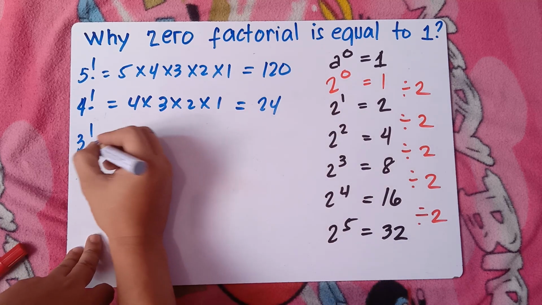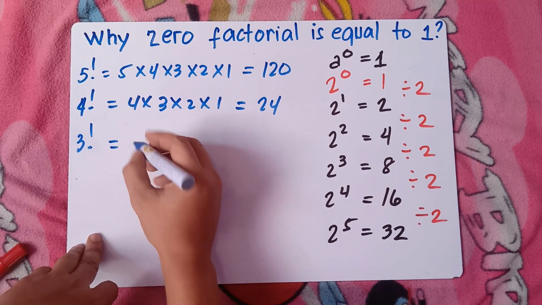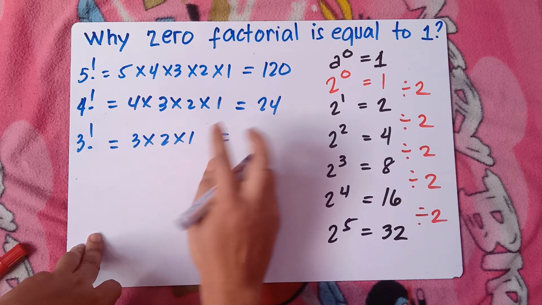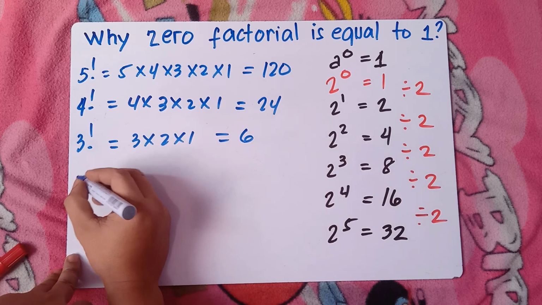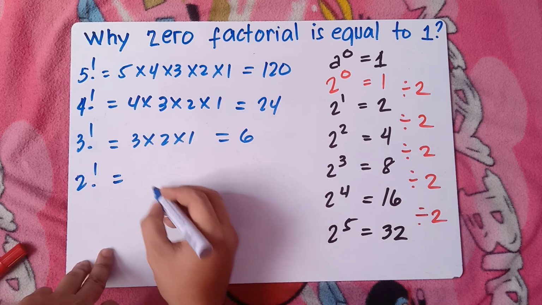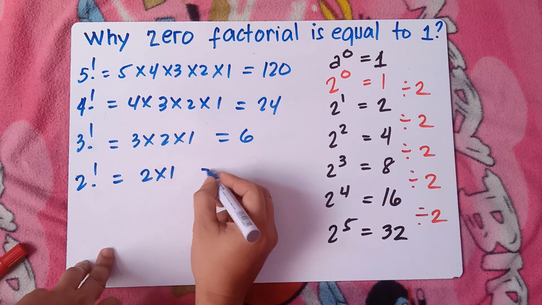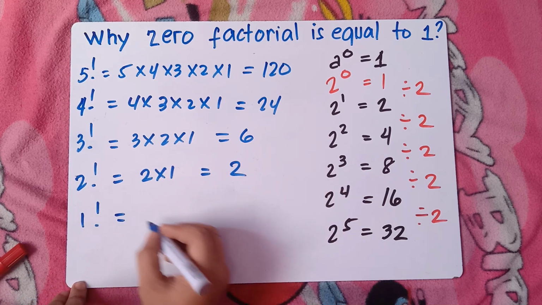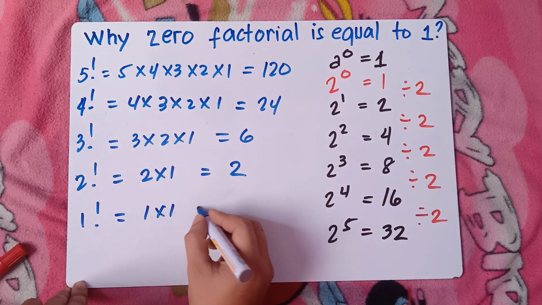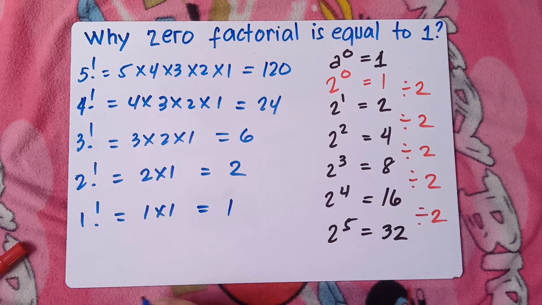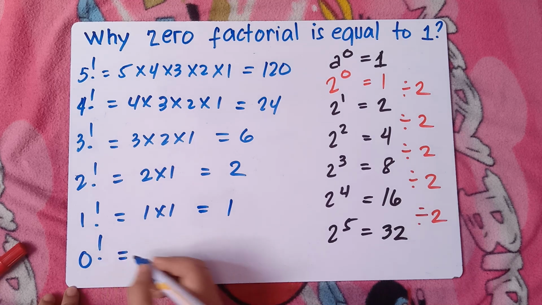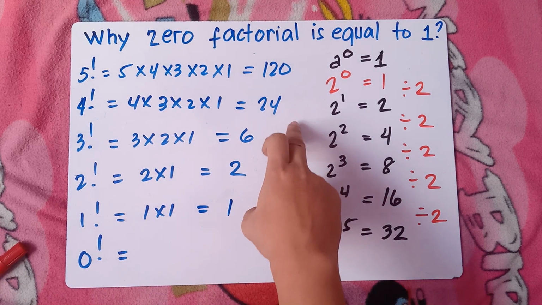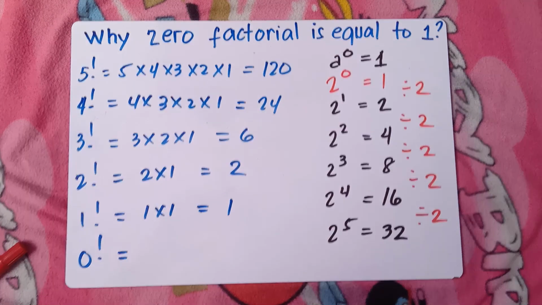So what if we say 3 factorial? 3 factorial is 3 times 2 times 1. 3 times 2 is 6, times 1, copy, 6. What if we say 2 factorial? 2 factorial is 2 times 1, which is 2. What if we say 1 factorial, sir? 1 factorial is 1 times 1, which is 1. And what if we say, sir, 0 factorial? Zero factorial, class, let's try to check the answers here.